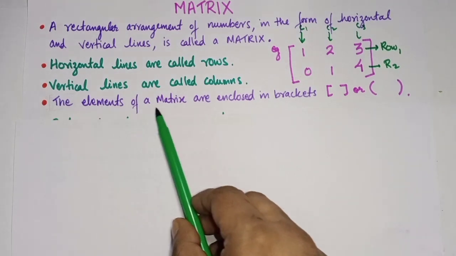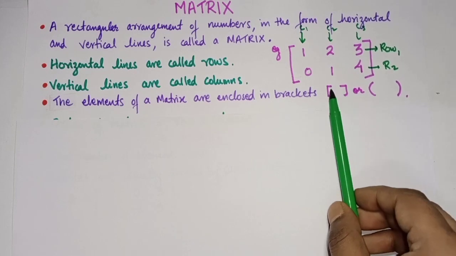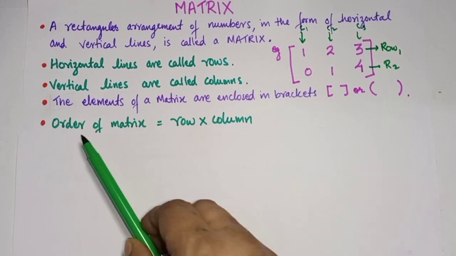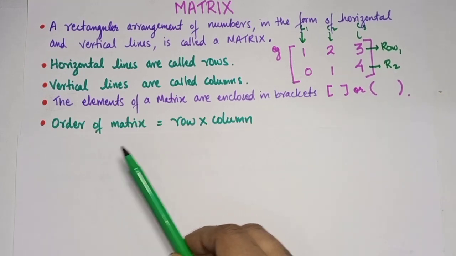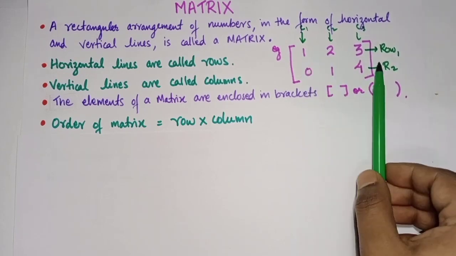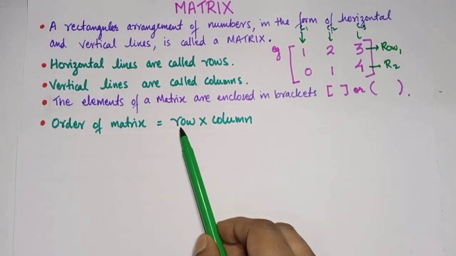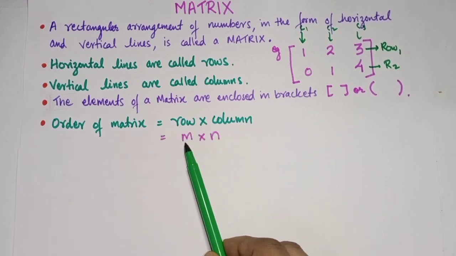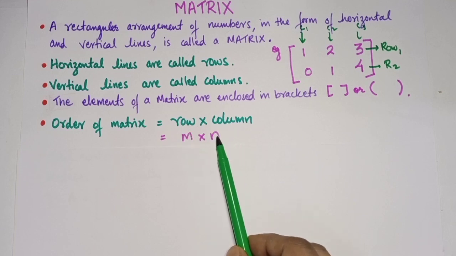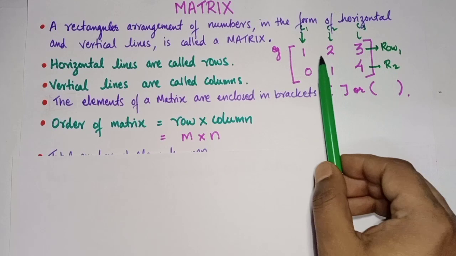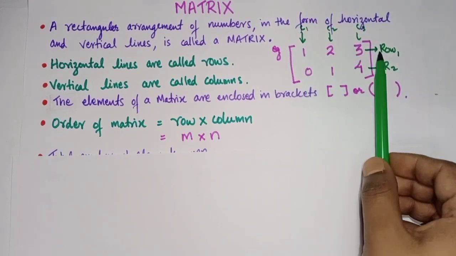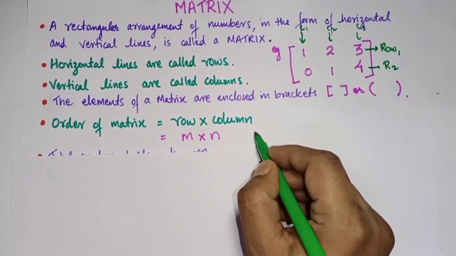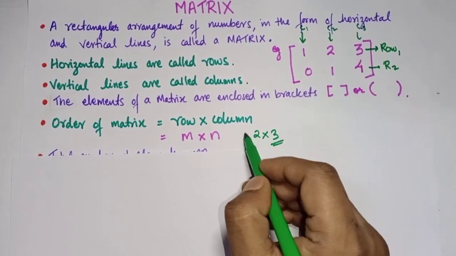Now the elements of a matrix are enclosed in brackets, square brackets or curved brackets. Now we have the order of a matrix. What does the order of a matrix mean? It represents how many rows and how many columns it has. We call it row by column, m into n. Rows are represented by m, columns are represented by n. In this example, how many rows are there? 2 rows. And how many columns are there? 3 columns. So the order of this matrix I can write as 2 by 3. Hope you are clear.